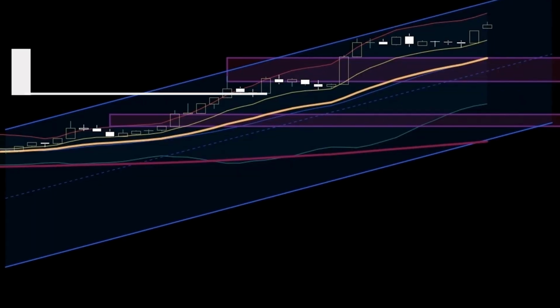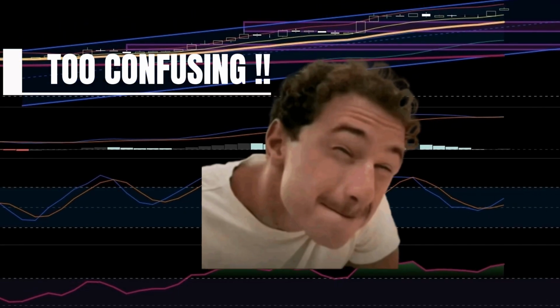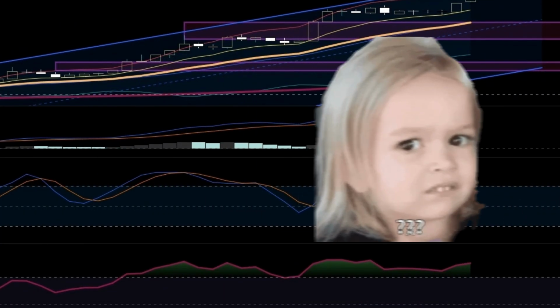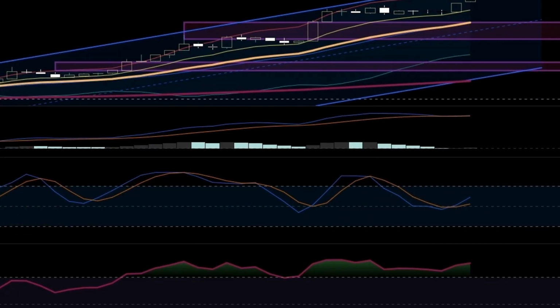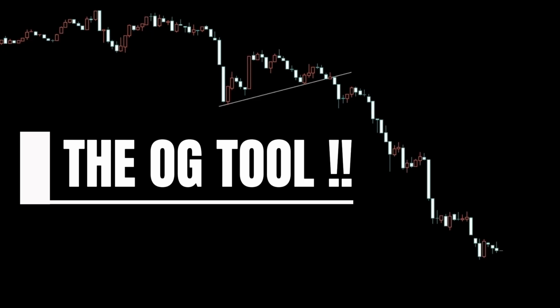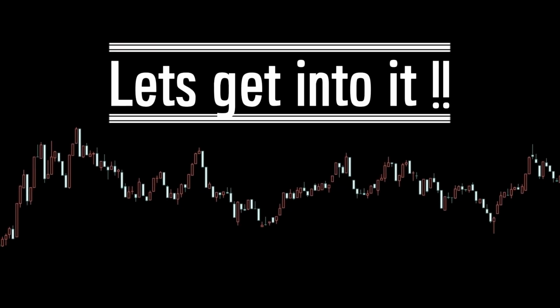The second reason is because having too many tools or too many indicators can cause conflicting information or paralysis analysis, which can be very detrimental to your decision-making process. And last but not least, trend lines have been used for hundreds of years and are still exclusively used by some of the most wealthy traders in the world. Now, with all that being said, let's get into it.